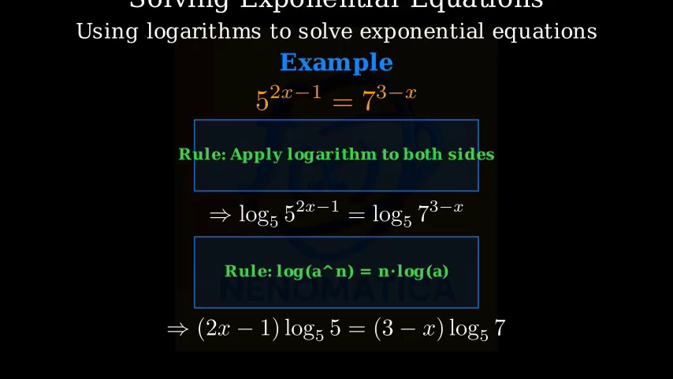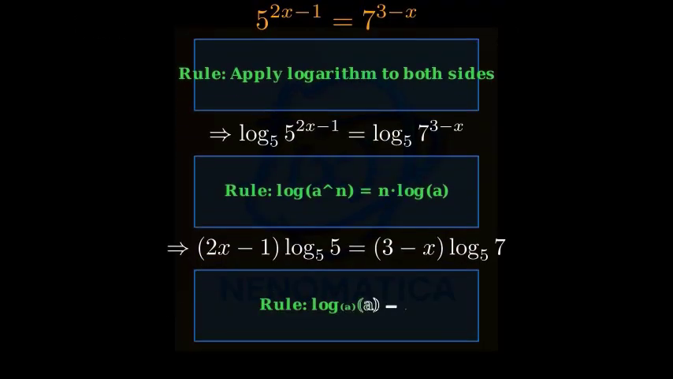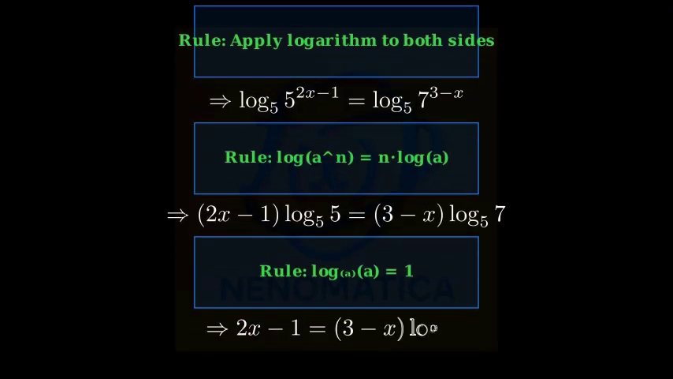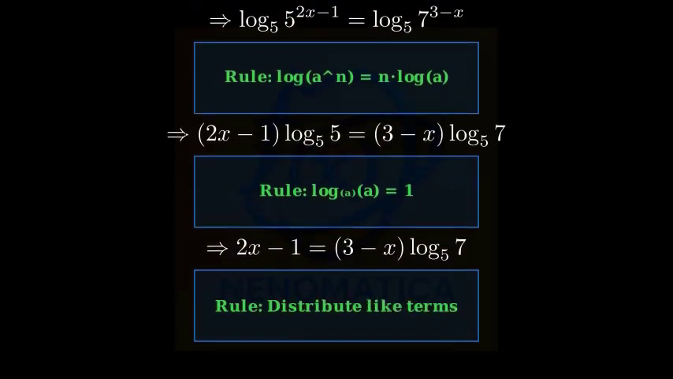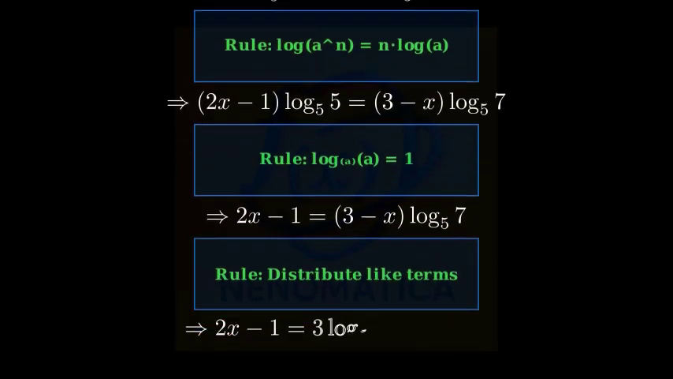Similarly, log base 5 of 7 raised to the power of 3 minus x equals 3 minus x times log base 5 of 7. We know that the logarithm of a number with the same base equals 1. So log base 5 of 5 equals 1. This simplifies our left side to just 2x minus 1. On the right side, we can distribute the logarithm term. This gives us 3 times log base 5 of 7 minus x times log base 5 of 7.